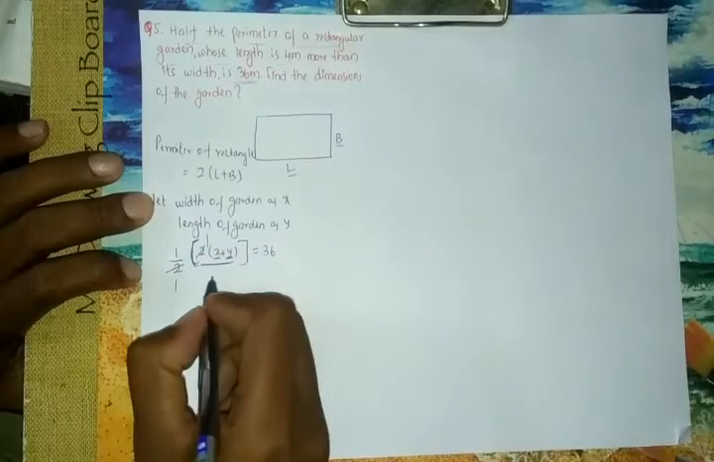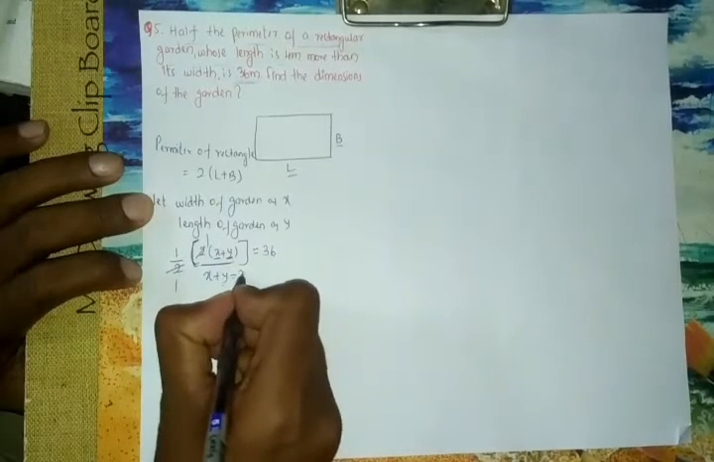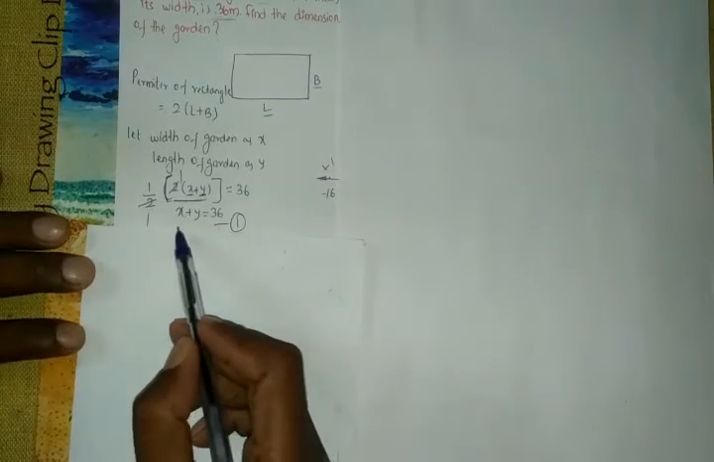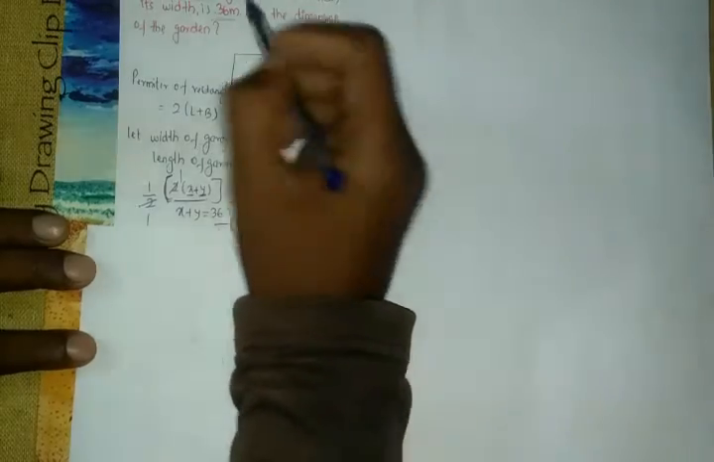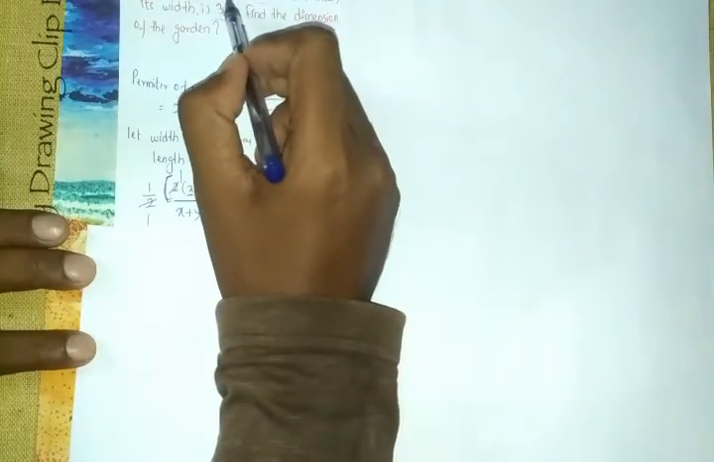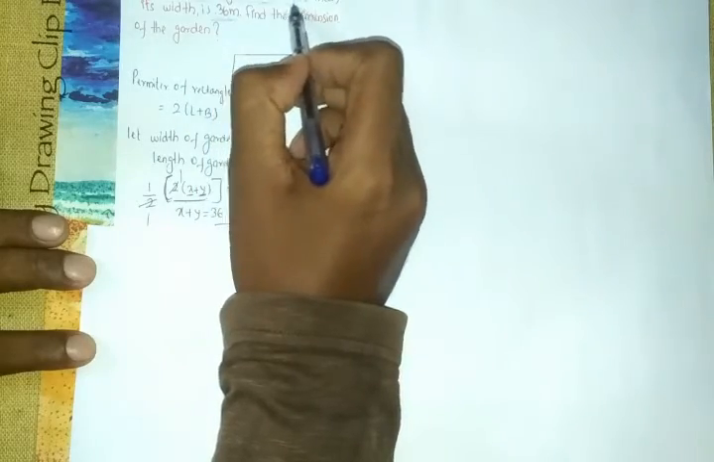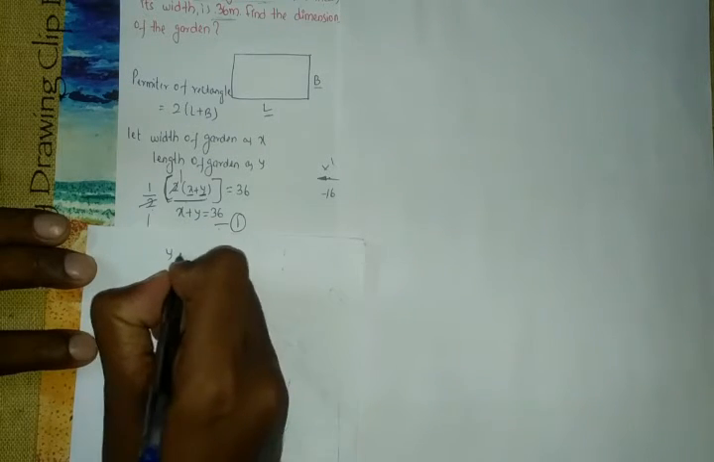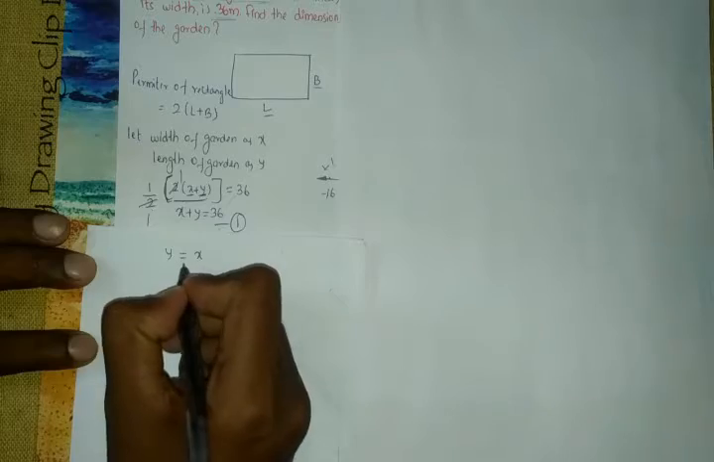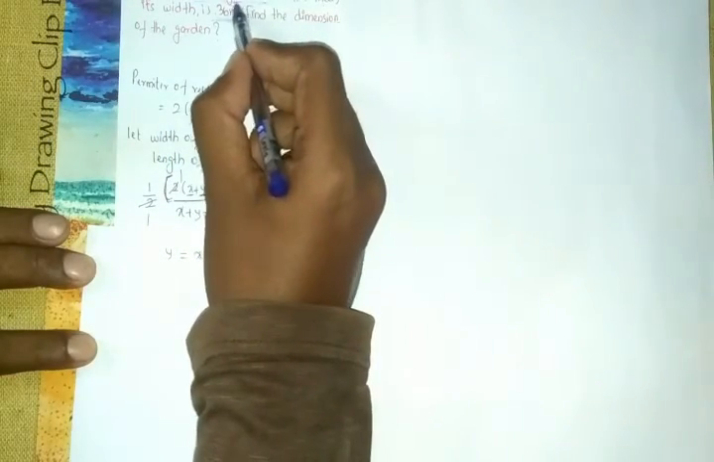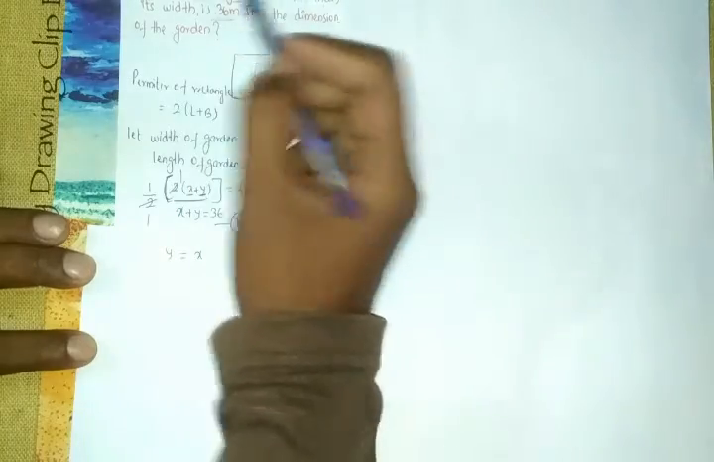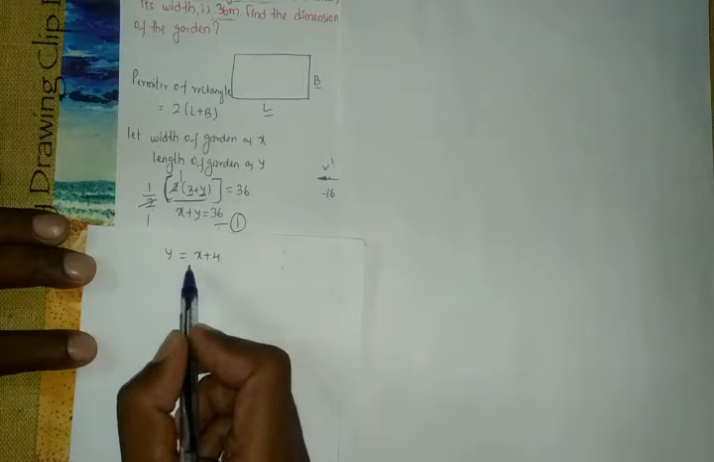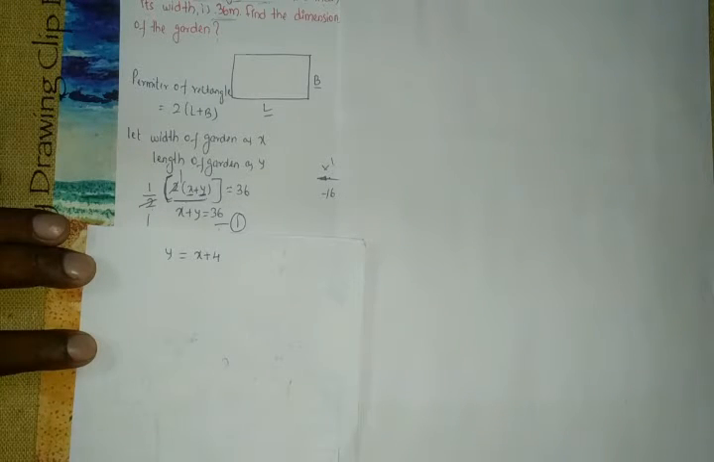So 2 ones are 2, it cancels. So x plus y equals 36. We got one equation. This is the first situation, and the second situation is, here it is given that length is 4 meter more than its width. That is y equals x plus 4.